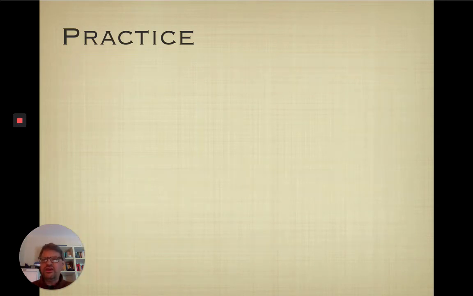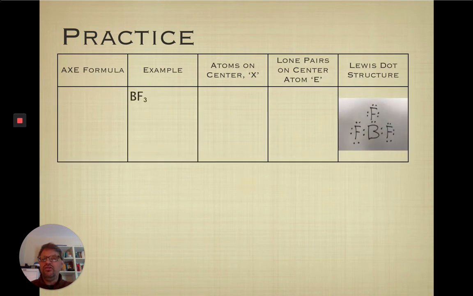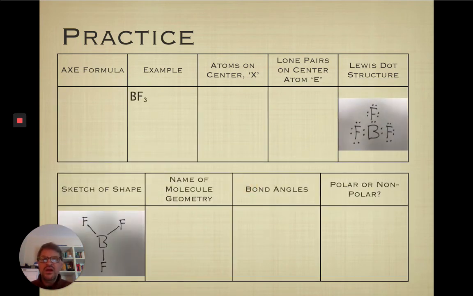Again, the idea here, what shape does the molecule have? Here's boron trifluoride, BF3, and you can see the Lewis dot structure. This is one where boron is satisfied with less than an octet. Okay? So take a moment. What is the X formula?